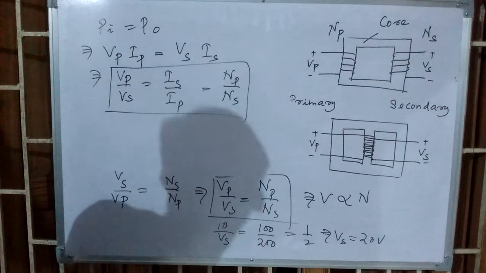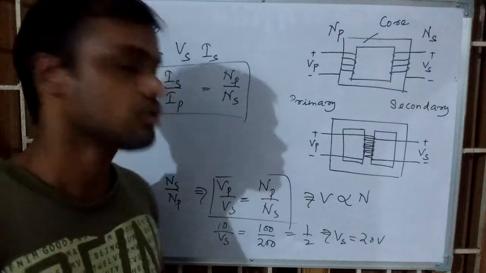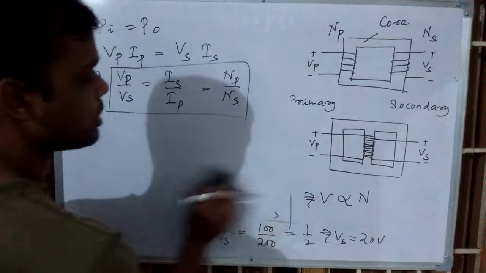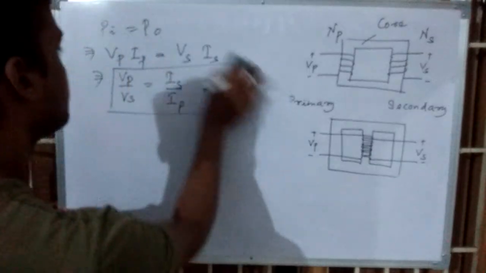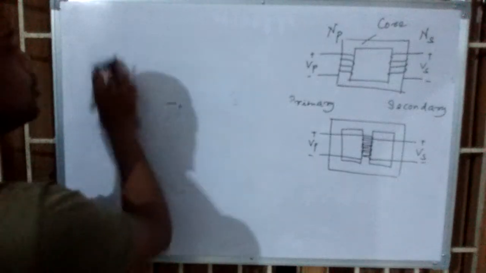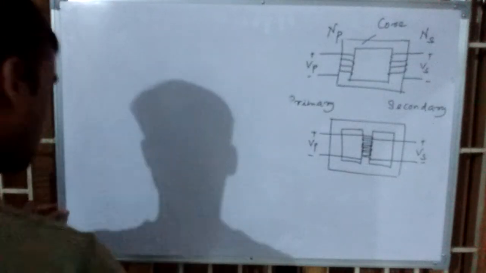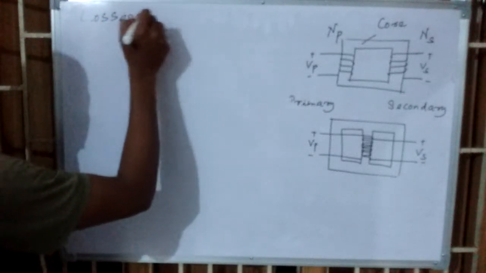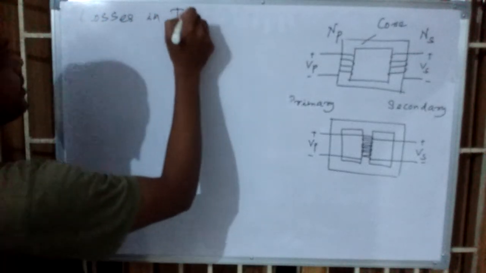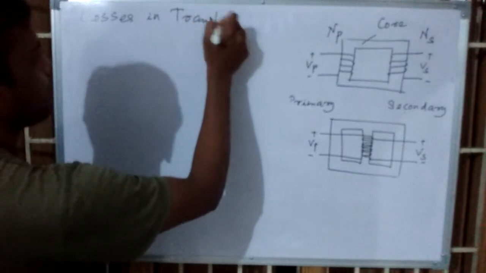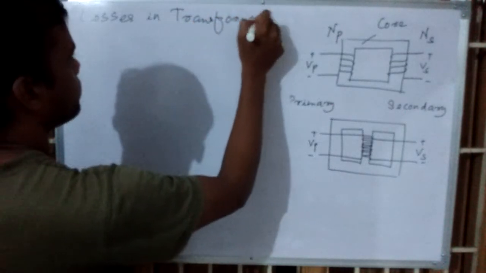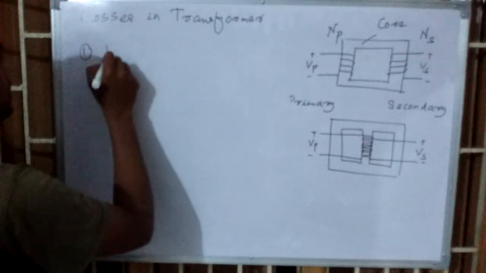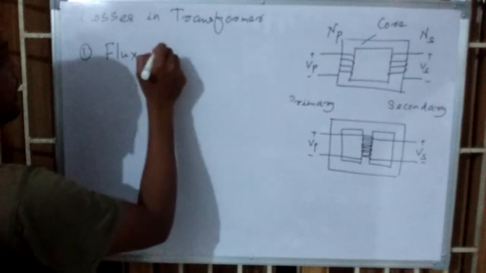Now let us consider the losses present in a transformer. What are the different types of losses we encounter in a transformer? So number one is flux losses in a transformer. Number one is flux leakage.